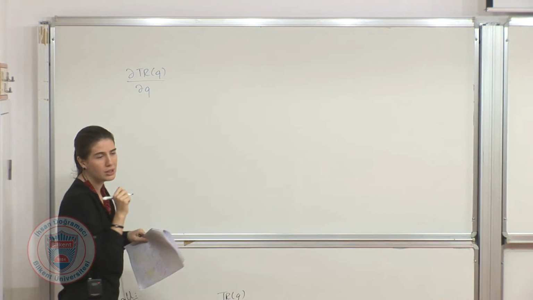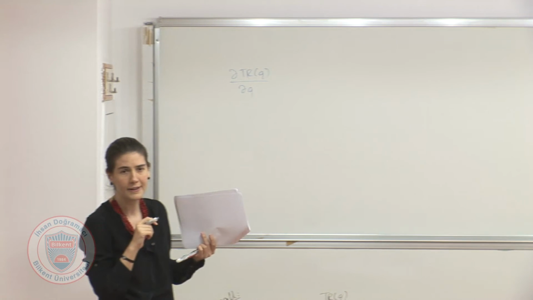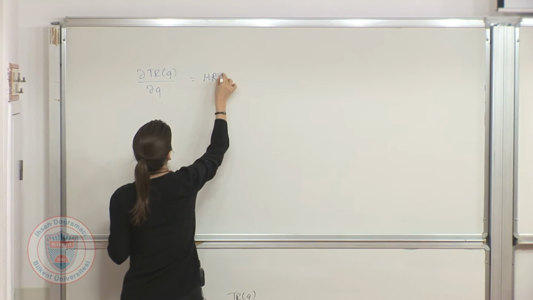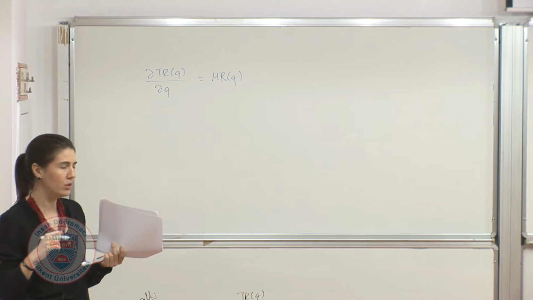So how did we call this? The derivative of total revenue with respect to Q. How did we call that? We called it marginal revenue, right? So this was called marginal revenue. And remember, we started dealing with the marginal revenue.